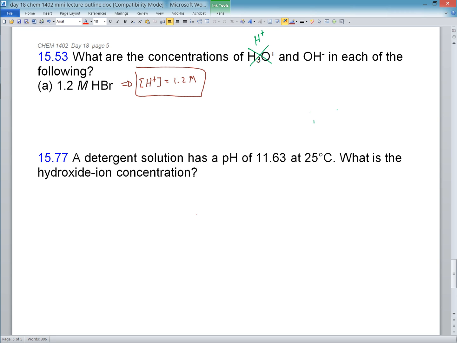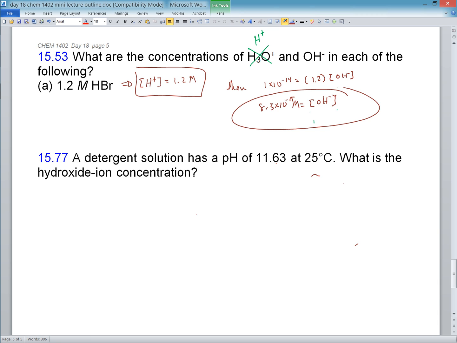Right. So the very first thing you should be writing is the knowns. 1.2 molar equals the concentration of H plus. That's the very first thing you should be writing on these, because it helps you find the right equation. So 8.33 times 10 to the negative 15 is my OH.